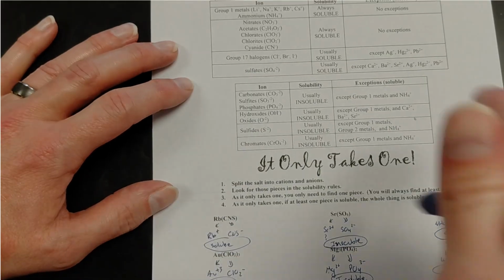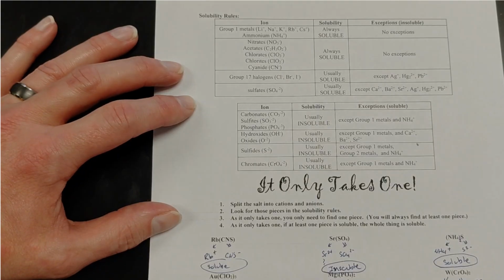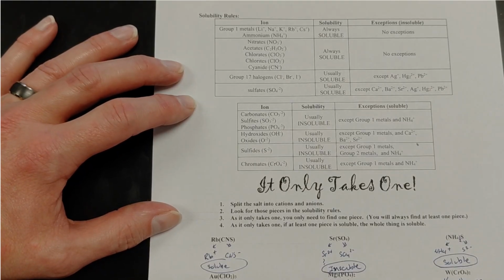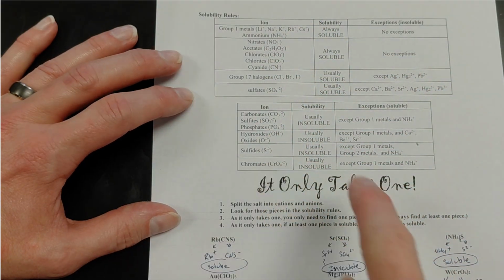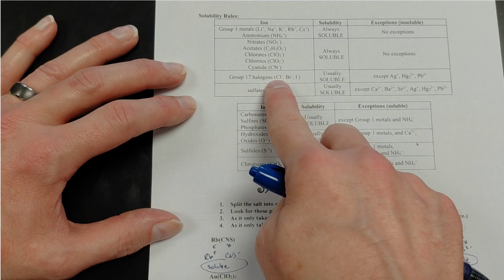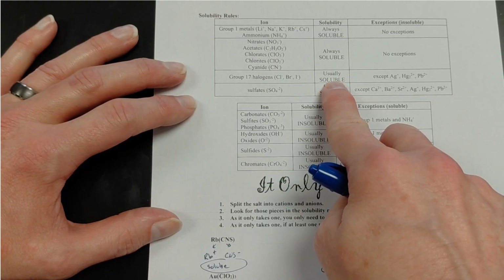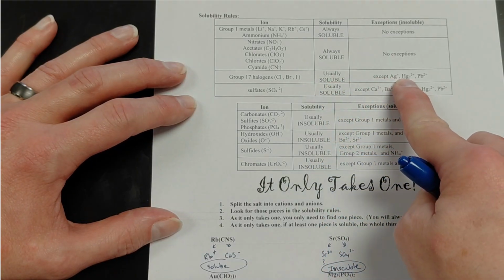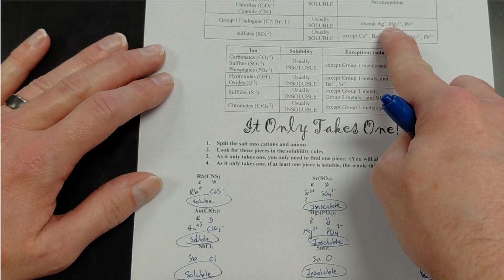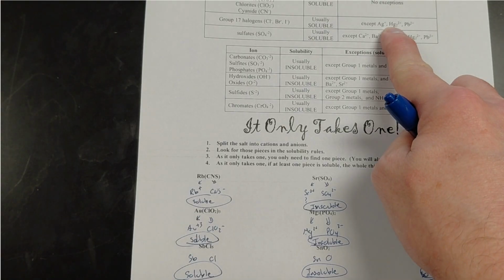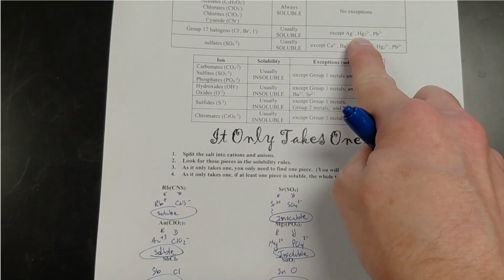I'm going to look for Hg, Hg, Hg, Hg. I don't see Hg. Okay, well, that's fine. Let's look for Cl. Okay, I did find Cl. And it says it's usually soluble, and now I check for exceptions. Ooh. Now, catch this. I'm not trying to trick you. This says Hg2, and down here I have Hg2, so it is the same.